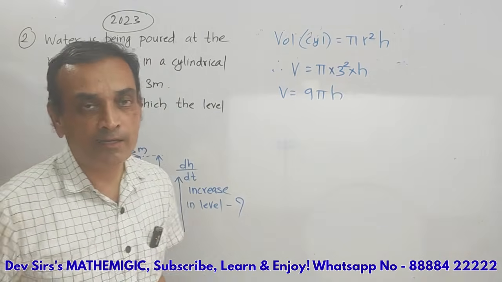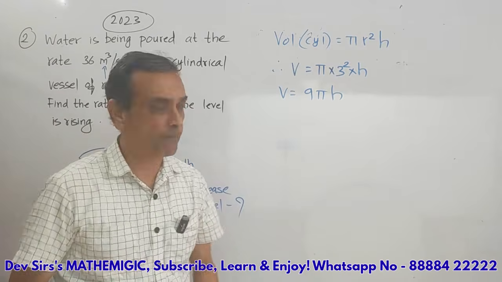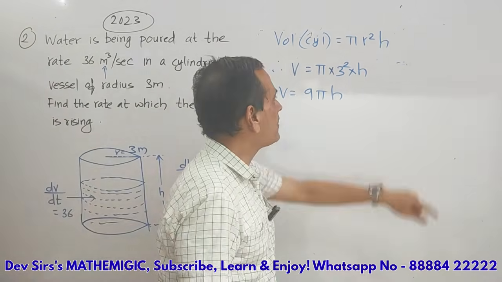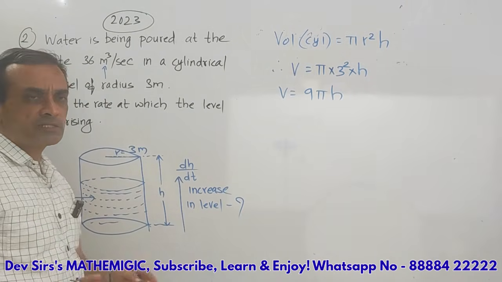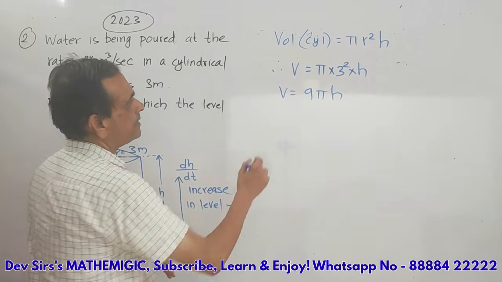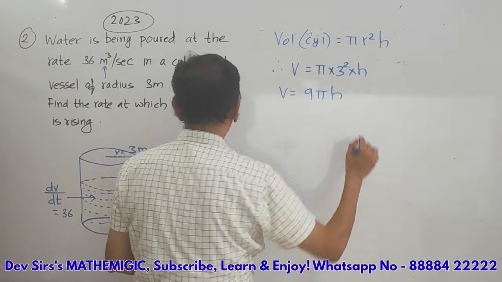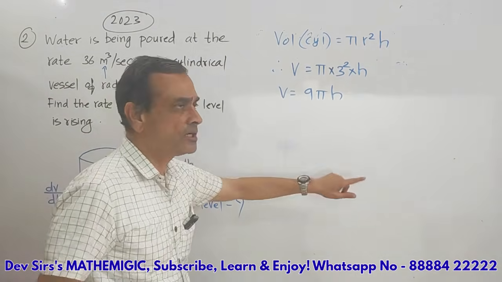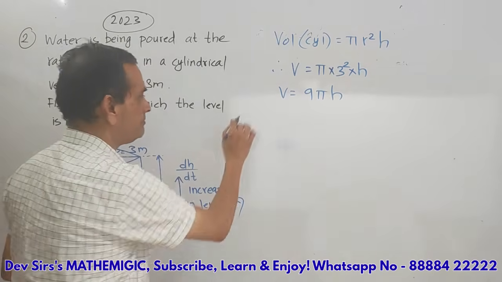So how do we start? Naturally by writing the formula for volume of cylinder. Because dv by dt is given. There is a formula for volume of cylinder, pi r squared h. It is a simple and short problem. So volume I have called V, pi, radius is 3. 3 squared into h. 3 squared is 9. So 9 pi h is the volume.